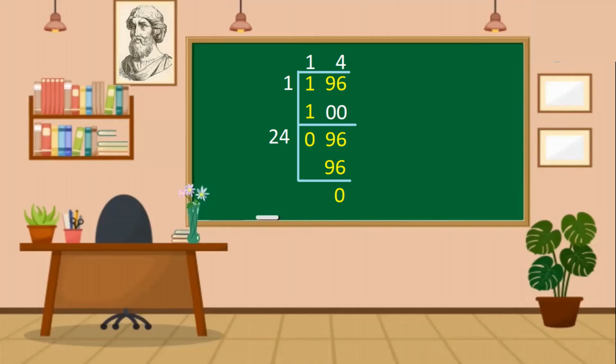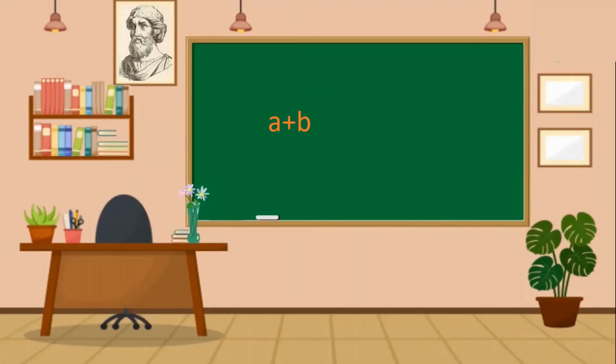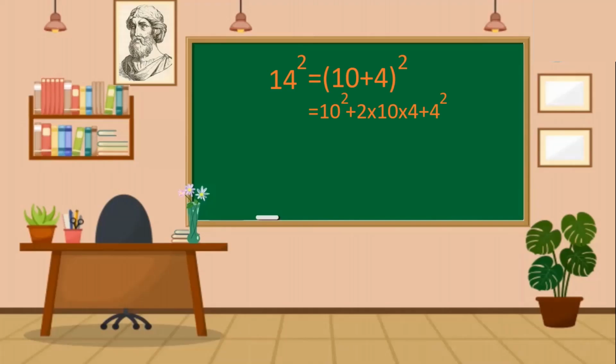This process is related to binomial expansion. (a + b) squared equals a squared plus 2ab plus b squared. In accordance with this very form, 14 squared equals (10 + 4) squared equals 10 squared plus 2 times 10 times 4 plus 4 squared equals 100 plus 80 plus 16. This 100 is what we subtracted at this step.